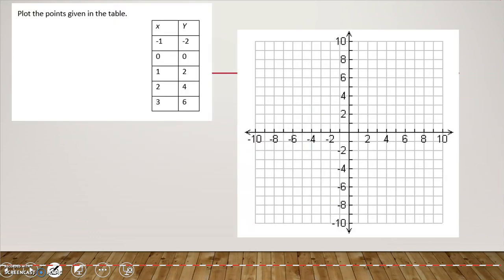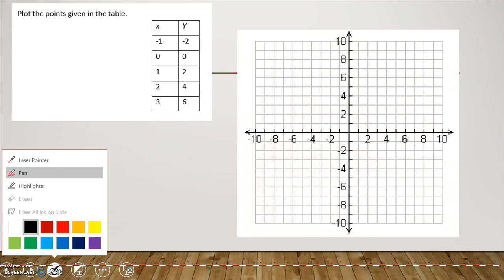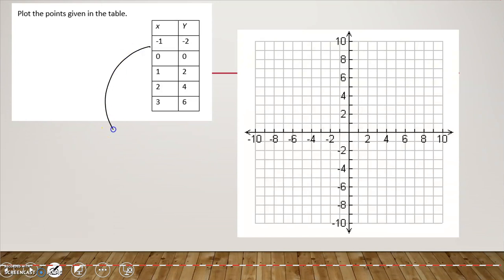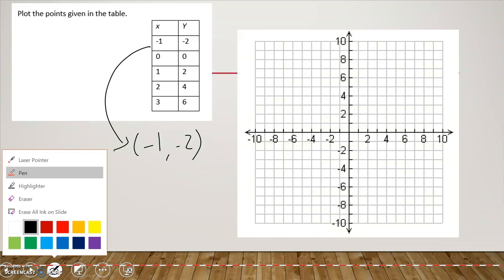Okay, example 2 is plotting points in the table. So you can see we have a table of values which shows some x coordinates and y coordinates. Each of these pairs can be written as an ordered pair. So if I took out the first coordinates there, we could write it as (-1, -2). What I need to do is plot each of these points on my graph.